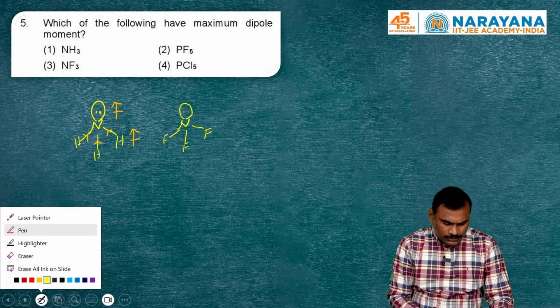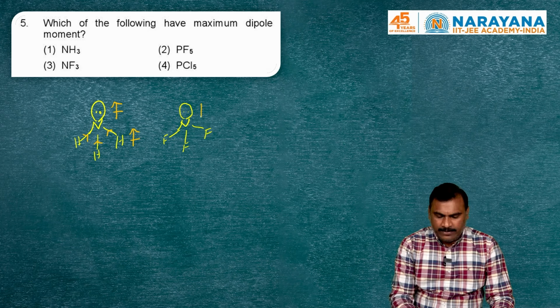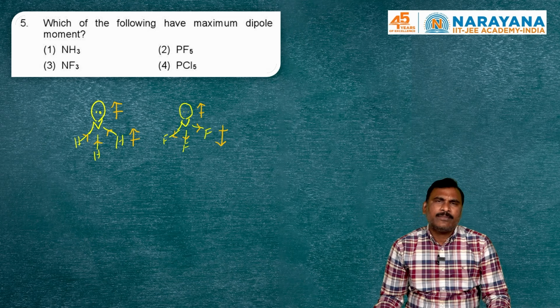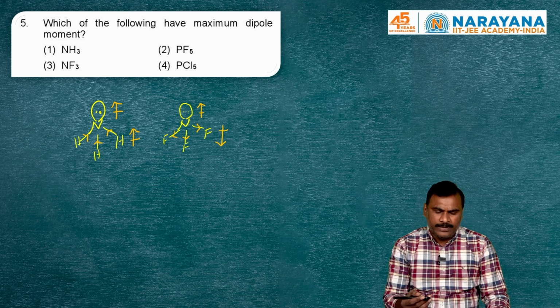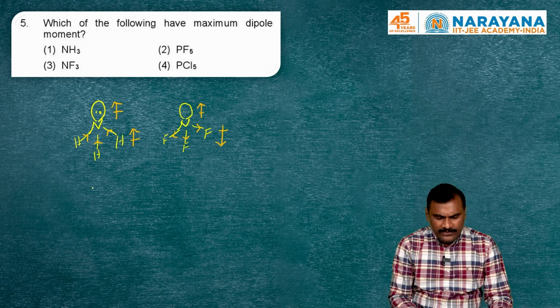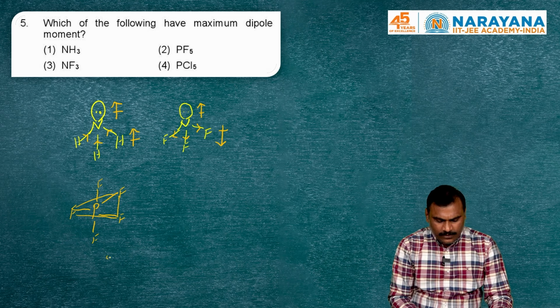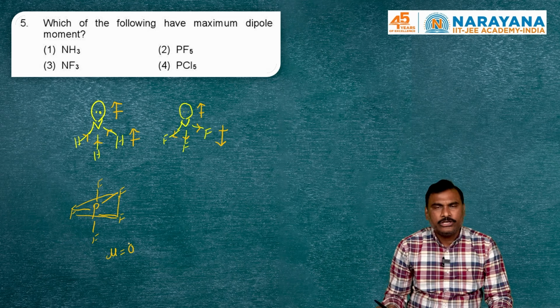Here also the lone pair moment is upside, but fluorine is more electronegative than nitrogen. That's why the bond moments are in the downside. So the resultant of the bond moments is downside and the lone pair moment is upside. And if you go for the next molecule, PF5, PF5 is trigonal bipyramidal, everybody knows that. That is a symmetrical structure. Therefore, the dipole moment of the molecule is 0.